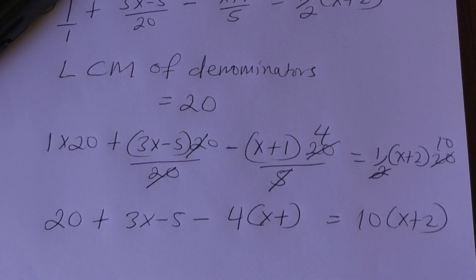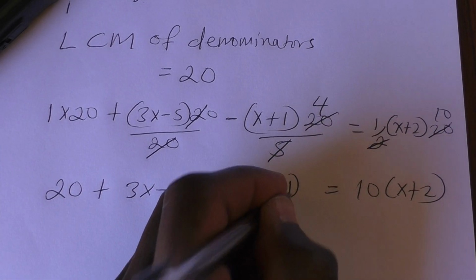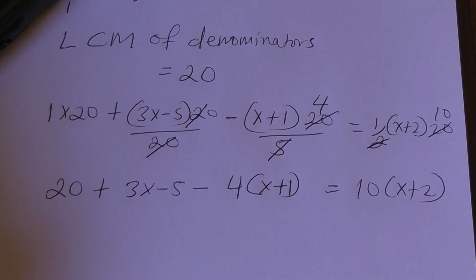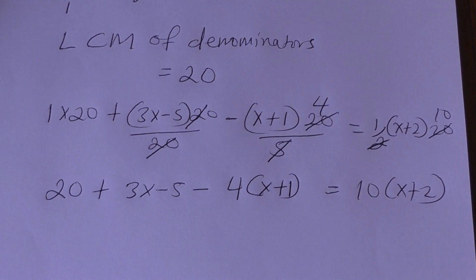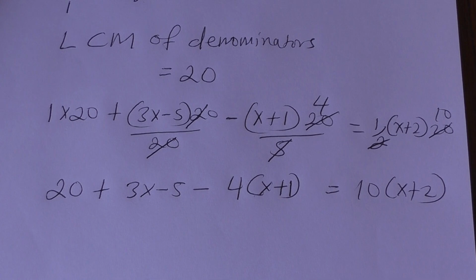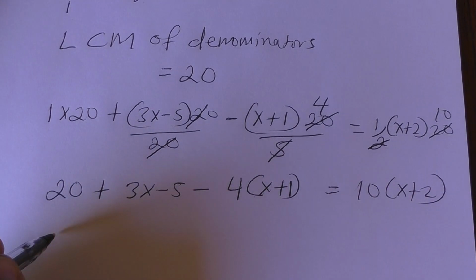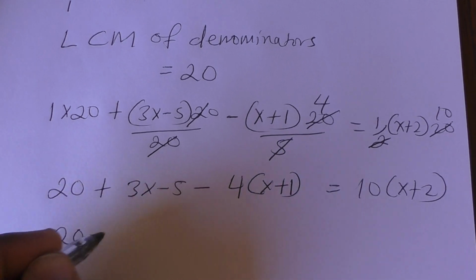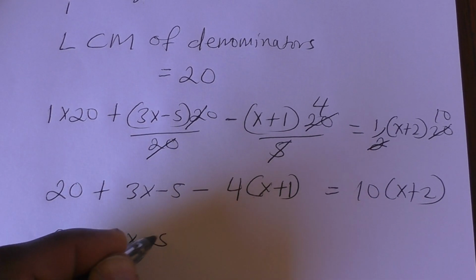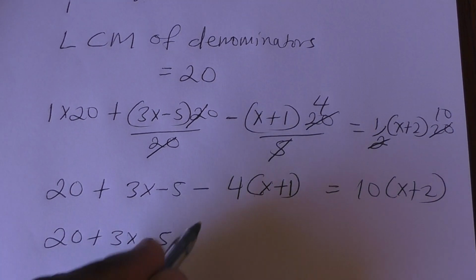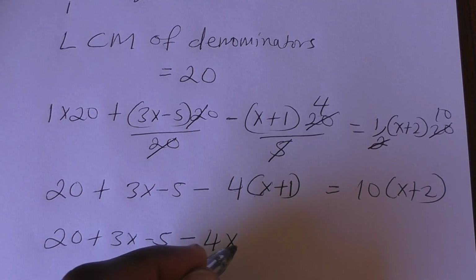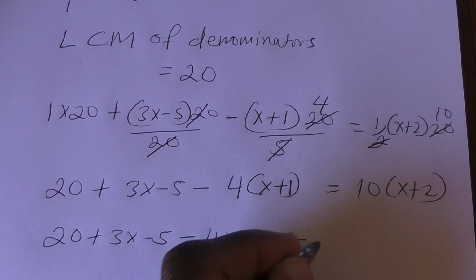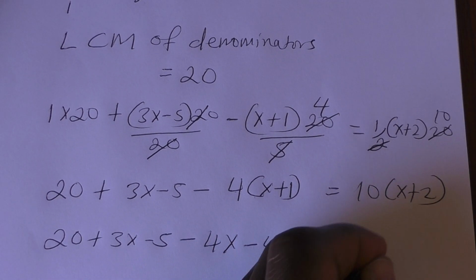So that means that multiplying throughout by the LCM was intended to eliminate the fraction that we had. So after that, we shall open the brackets and collect like terms. That is 20 plus 3x minus 5 minus, this is 4x minus 4 equals to 10x plus 20.